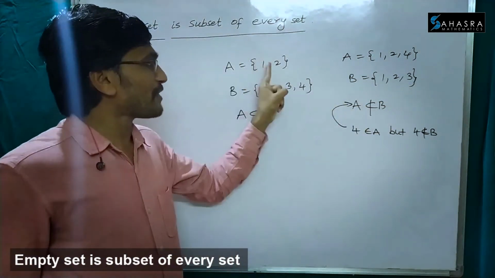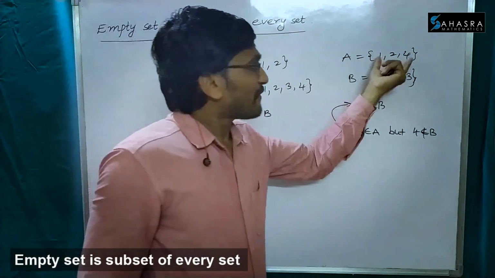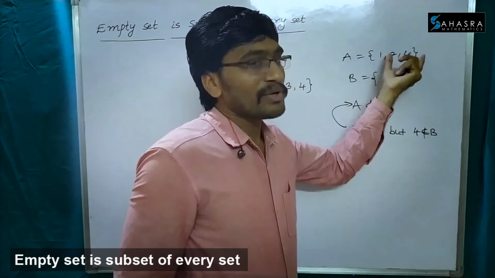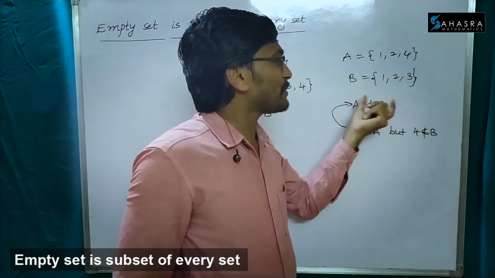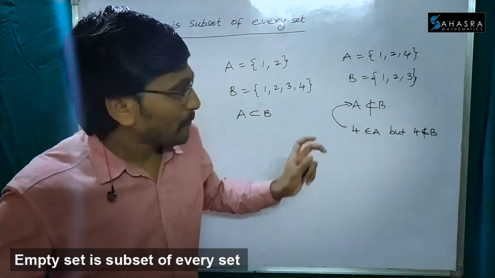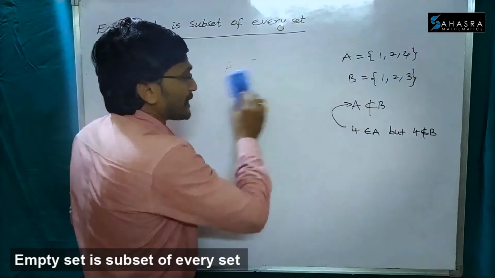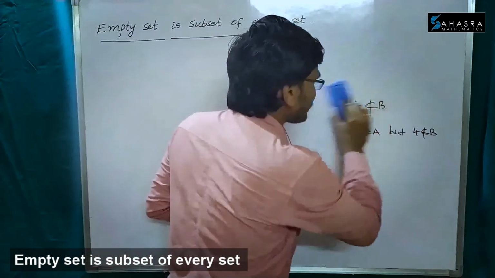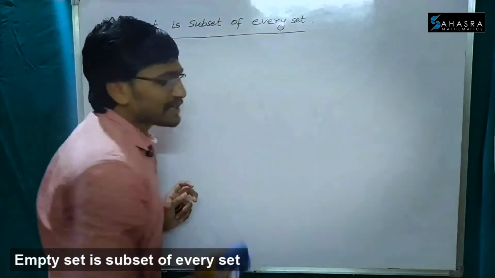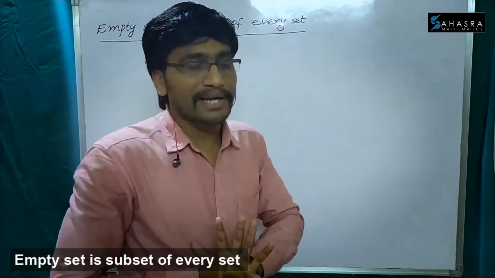If every element of A is an element of B, then we say that A is a subset of B. If an element belongs to A and does not belong to B, then we say that A is not a subset of B. For proving this, we can take this example. See, what is an empty set? If a set does not contain any element, then it is called an empty set.